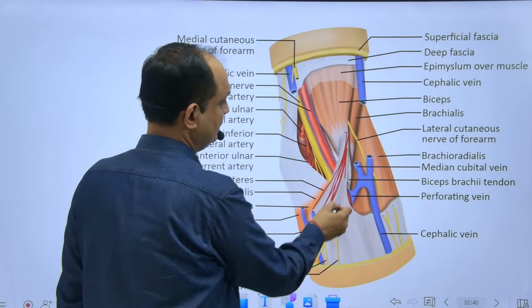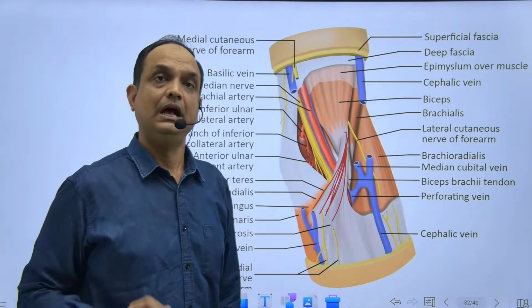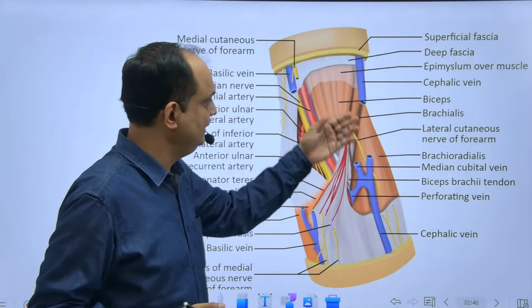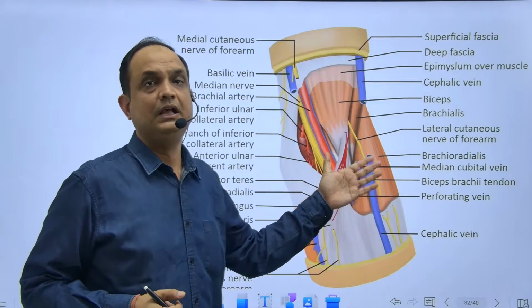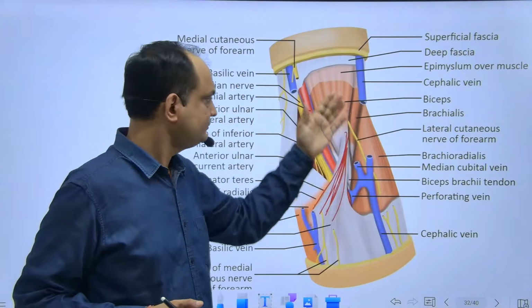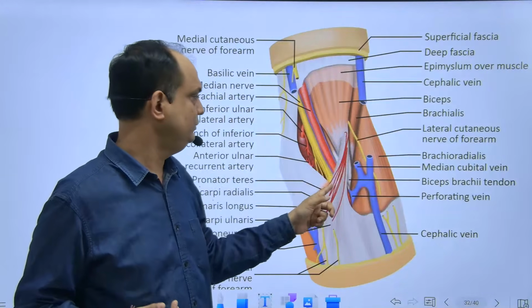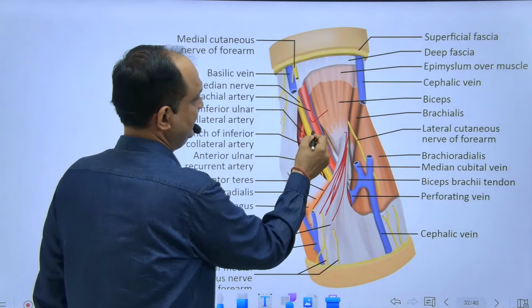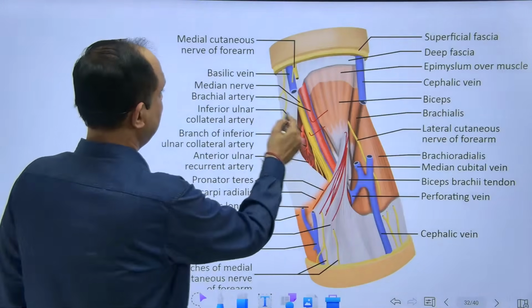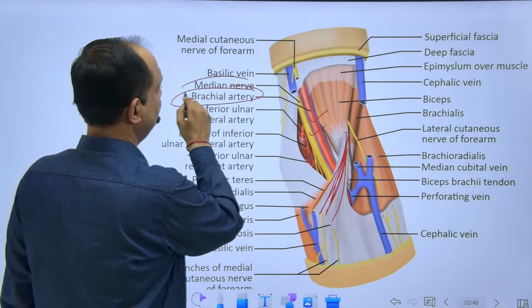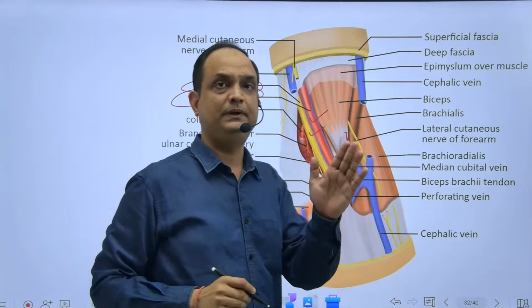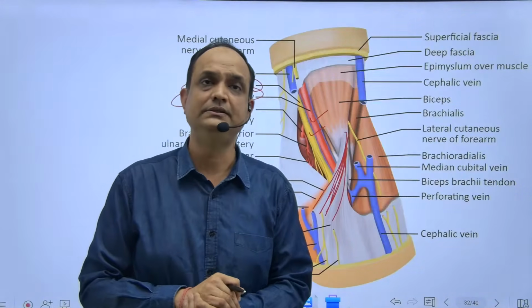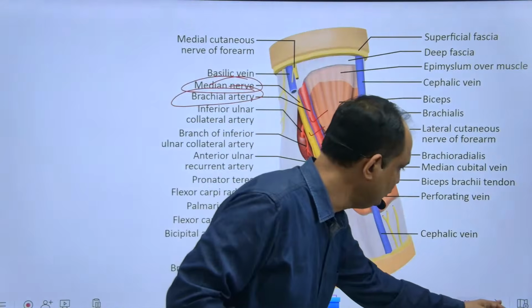Now when we are talking about the median cubital vein, I told you the cubital vein is present in the roof. That means when you remove the skin and the superficial fascia, in the fascia the vein is present. Deep to the superficial fascia you will find this aponeurosis, and deep to the aponeurosis you will find the brachial artery and median nerve. So the brachial artery and median nerve are separated from the superficial layer by this deep fascial modification, which is known as the bicipital aponeurosis.